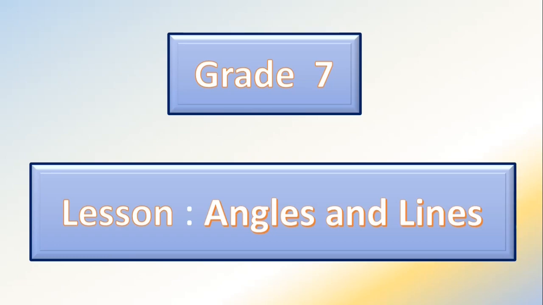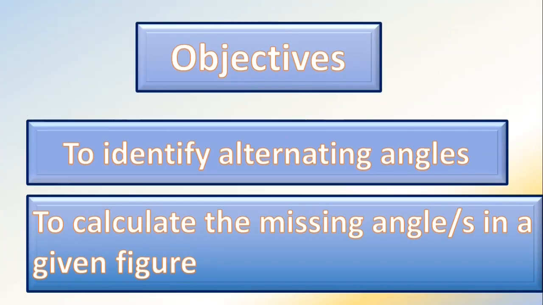In today's lesson, we're going to talk about angles and lines. Our objectives for today are to identify alternating angles and to calculate the missing angle or angles in a given figure.